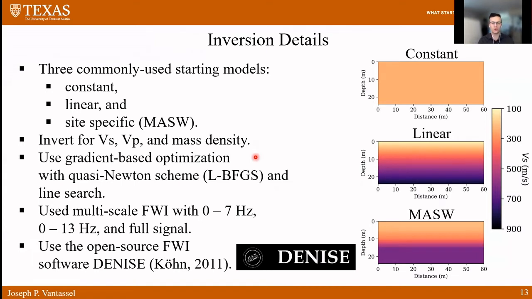We do that using a gradient-based optimization with a quasi-Newton scheme, L-BFGS in this case, and a line search to establish our step length. We use a multi-scale full waveform inversion with 3 different frequency ranges, with the objective to reduce cycle skipping and help us converge to a good solution. And we do all of this using the open source full waveform inversion software developed by Cone.